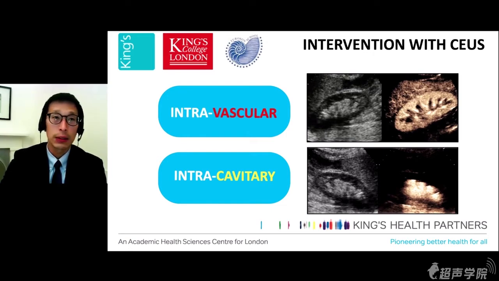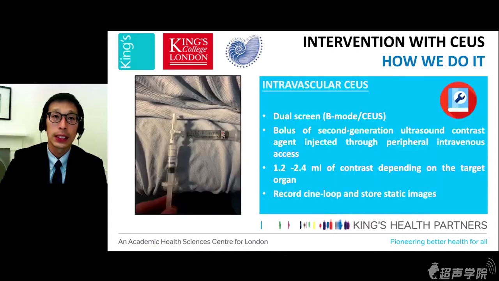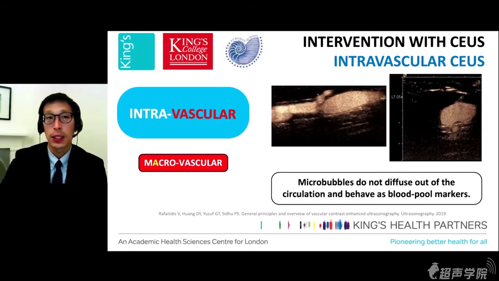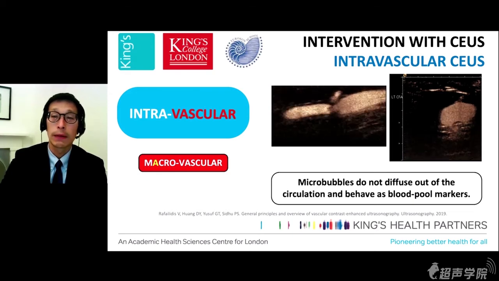For intravascular ultrasound, how do we do it at King's? It's very similar to how other diagnostic procedures are performed. For the intravascular ultrasound, we do them with a bolus injection of the ultrasound contrast agent intravenously. We usually record the images on a dual screen, and we record the cine loop and store the static images for record. And when used intravascularly, we can image the macrovascular structures such as blood vessels or other vascular images.